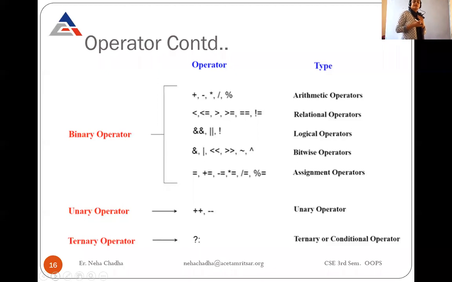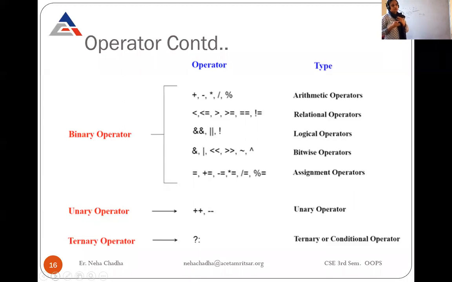Then the second category is the relational operator: less than, less than or equal to, greater than, greater than or equal to, comparison, not equal to. This is relational. When you're going to find the relation between two things, then you will use the relational operator. If you are going to compare a is less than b, that means you are going to find the relation between a and b, then you use the relational operator.